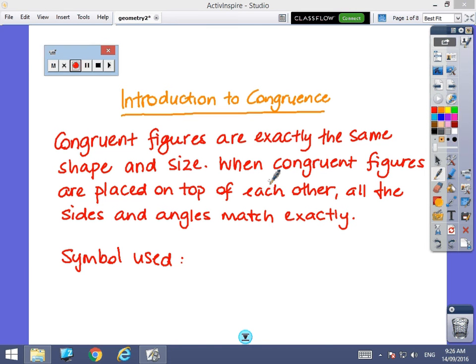exactly. And we want to just make sure we remember how to use a symbol for congruence, and that is a very equal sign. So an equal sign with an extra line in it that just gives us the idea that they're exactly the same or identical. Okay.